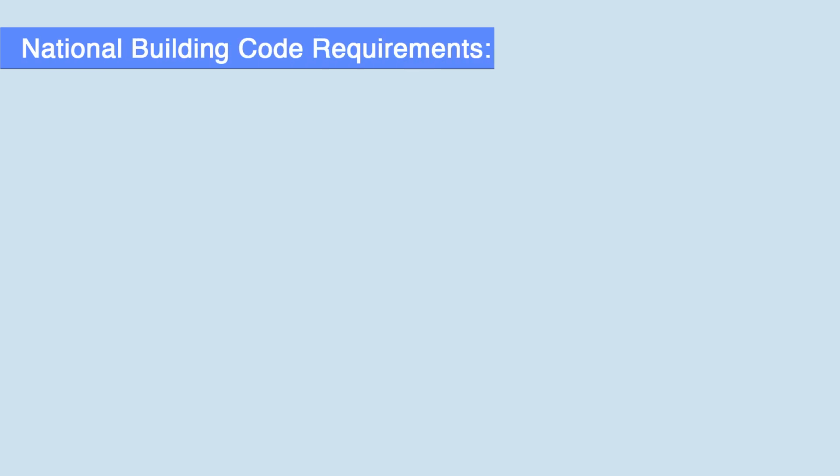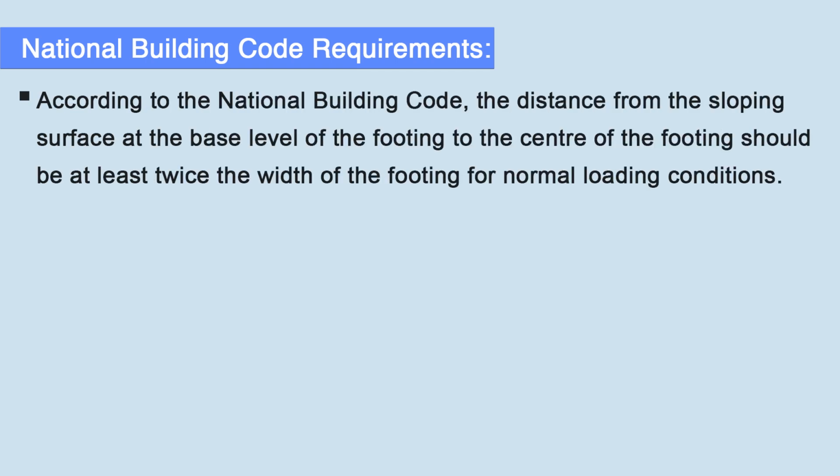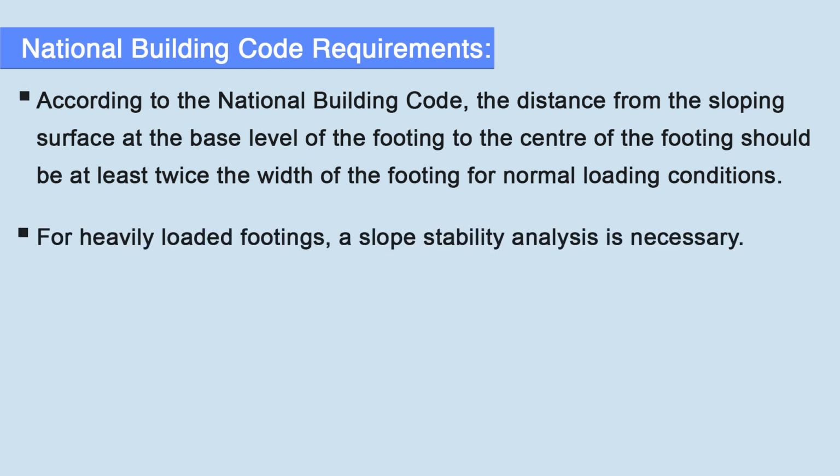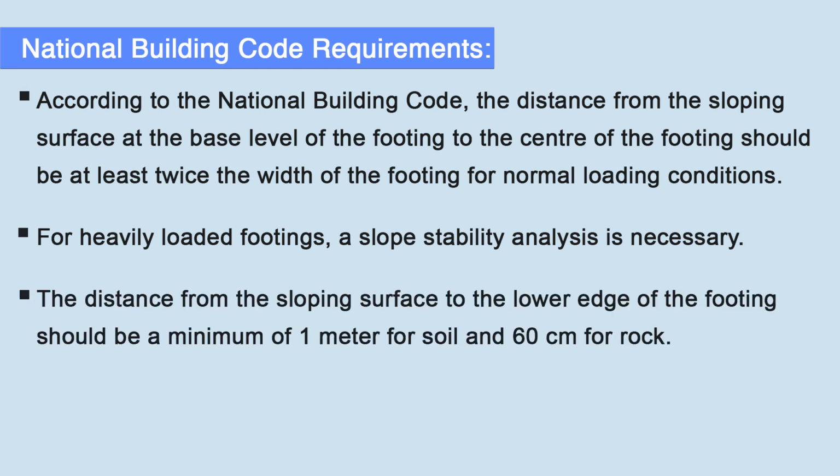Then what does National Building Code requirements say? According to the National Building Code, the distance from the sloping surface at the base level of the footing to the center of the footing should be at least twice the width of the footing for normal loading conditions. For heavily loaded footing, a slope stability analysis is necessary. The distance from the sloping surface to the lower edge of the footing should be a minimum of 1 meter for soil and 60 centimeter for rock.